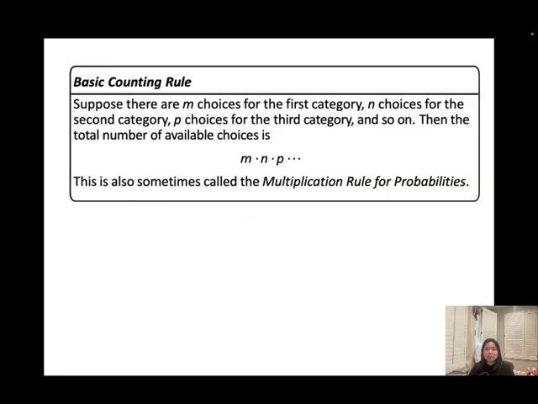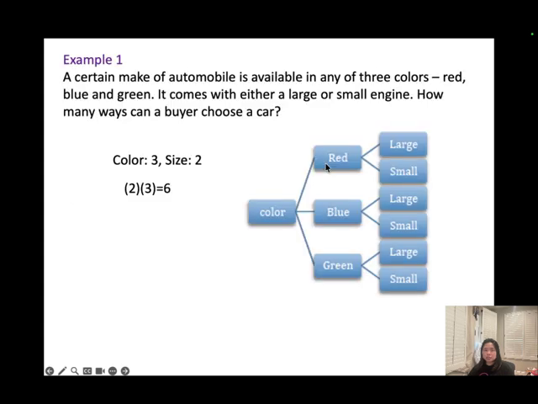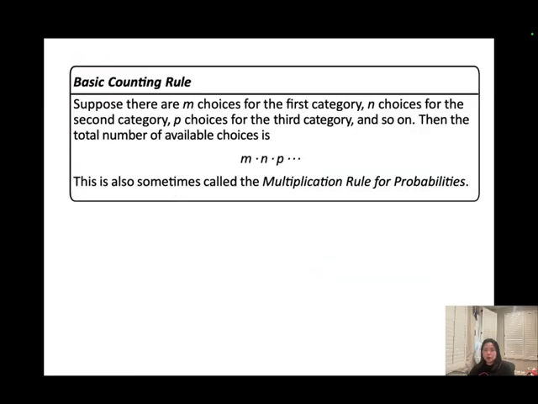And recall, this is the basic counting rule. Suppose there are m choices for the first category, n choices for the second category, and p choices for the third category, and so on. Then the total number of available choices is m times n times p. It's similar to this example. We have 3 in the first category, the second one we have 2, so 3 times 2, you're going to get 6 here. We call this the multiplication rule for counting.